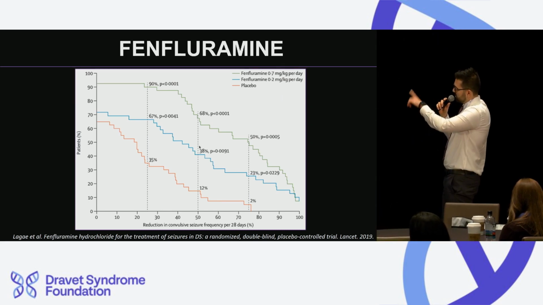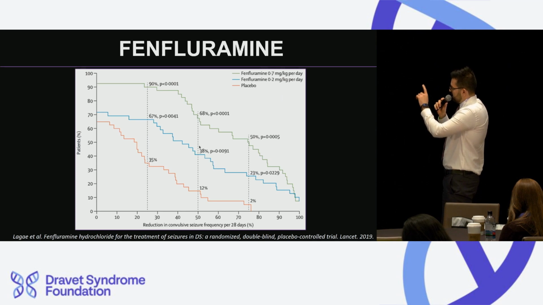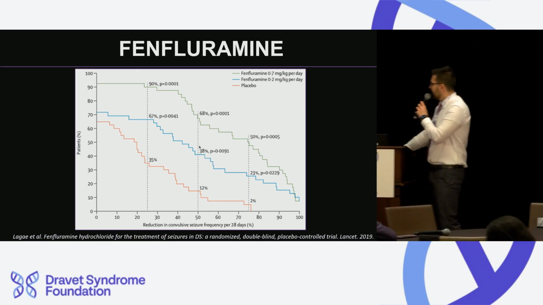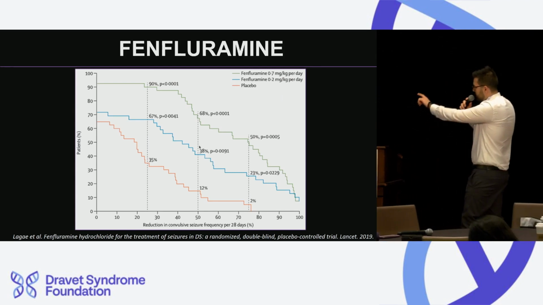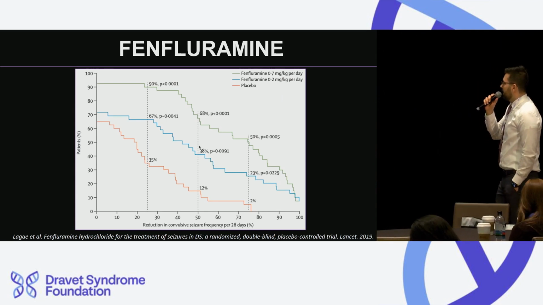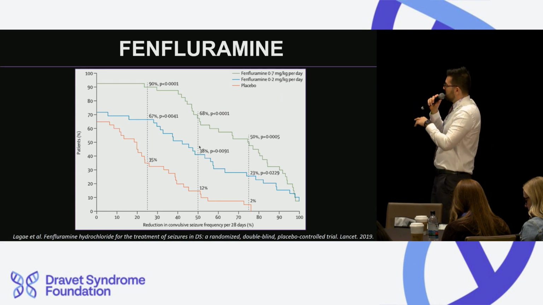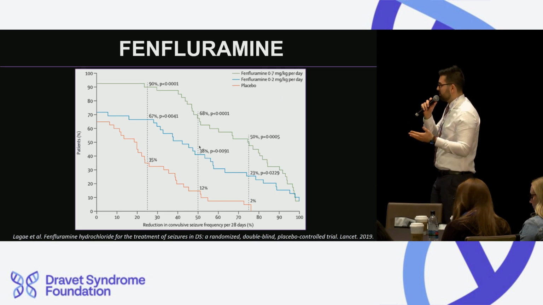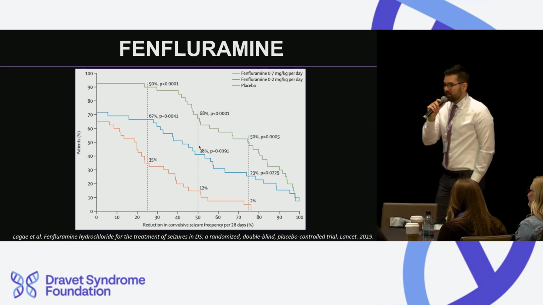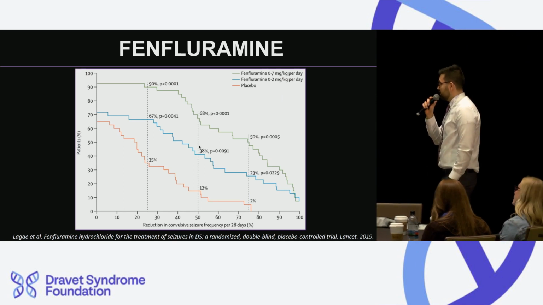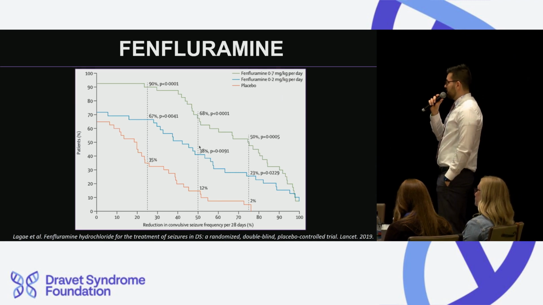So you can see on the y-axis the percentage of patients, and on the x-axis the reduction in convulsive seizure frequency. Let's see if I have the mouse here. I don't. But at the 50% reduction on the x-axis, there are 3 lines. So the green line on the top is fenfluramine at a higher dose of 0.7 mg per kg per day. The blue line is fenfluramine at a lower dose, 0.2 mg per kg per day. And then we have the placebo down at the bottom. So for a 50% reduction of convulsive seizures in the study, on the higher dose of fenfluramine, it was about 70%, which is really good. And about 40% on the lower dose of fenfluramine, and pretty small in the placebo group, so 12%. And that was statistically significant.